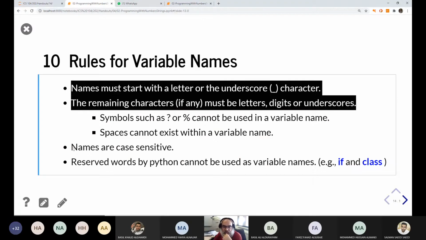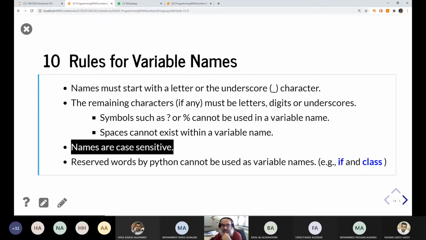Now, note here also that names are case sensitive. So when you define small x, it is different from capital X. If you assign small x equal 1 and you type print capital X, it will give you an error. It will say, I haven't seen this variable before. So names are case sensitive.